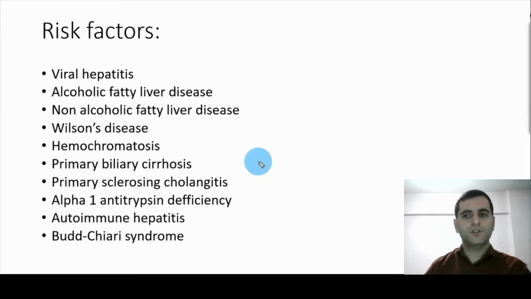Primary biliary cirrhosis is a medical condition which is characterized by autoimmune destruction of the intrahepatic bile ducts. It is seen generally in women of childbearing age, and because it is an autoimmune disease, it may be associated with other autoimmune diseases. And the autoantibody that is present in primary biliary cirrhosis is anti-mitochondrial antibody.